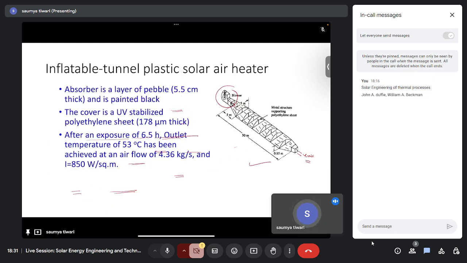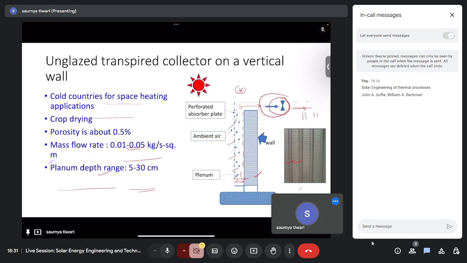What is next important is this unglazed transpired collector on a vertical wall. You might have seen this similar design on a wall somewhere. So basically, how this works is you have this wall, and here is your perforated absorber plate. Perforated means air can pass through it. So what happens is, due to some solar rays falling on the wall, this wall temperature is going to increase.